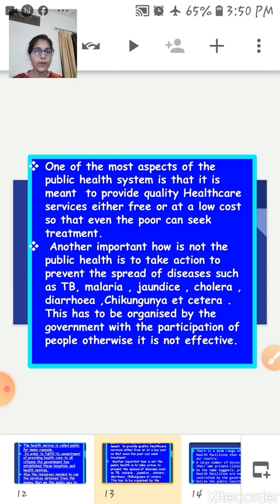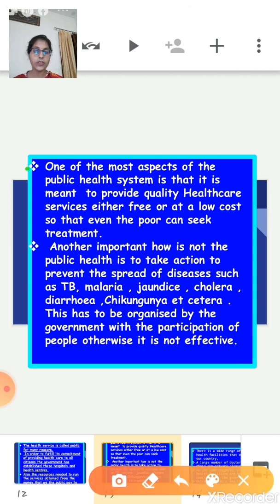Now one of the most important aspects of the public health system is that it is meant to provide quality healthcare services, either free or at very low cost. That means the services provided in public healthcare centers or hospitals are either free or at very low cost, so that even poor people can seek treatment.